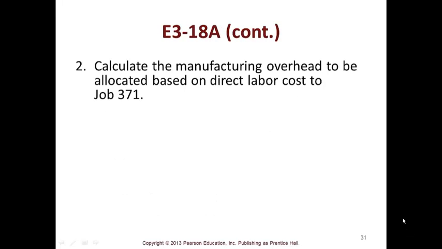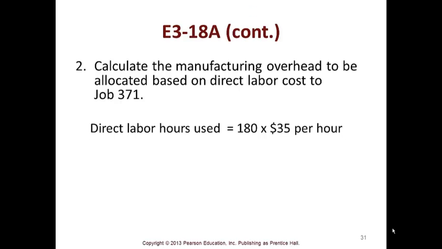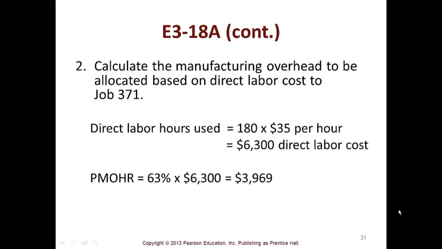Then the problem says, calculate the manufacturing overhead to be allocated based on the direct labor cost to job 371. So if you're looking in your book, they have given you information about job 371. They gave you direct materials used and direct labor hours. So they gave you the direct labor hours used of 180. So you're going to times that by the 35 that you calculated previously, and you get $6,300 direct labor cost. So if you take 63% times $6,300, that's $3,969. The allocated manufacturing overhead then for job 371 is $3,969.